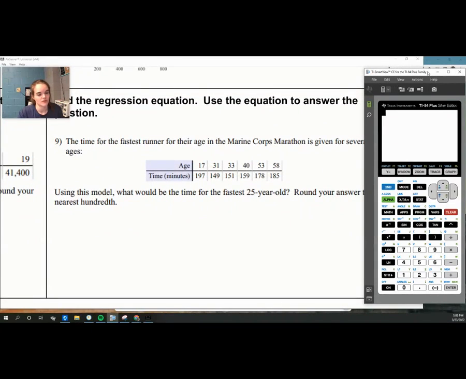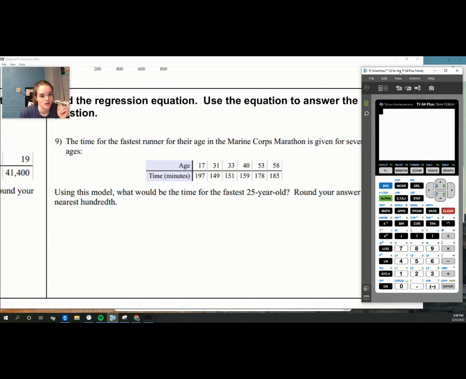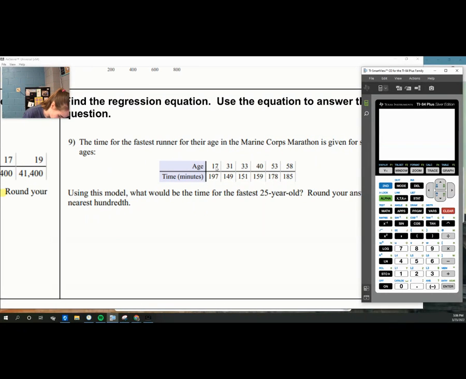Okay, anyway. The time for the fastest runner for their age in the Marine Corps Marathon is given for several ages. So let's go ahead and find the line of regression or the regression equation. It doesn't mean it's a line. And then use the equation to answer the question. So we will be looking at r squared, or linear, quadratic, and exponential.